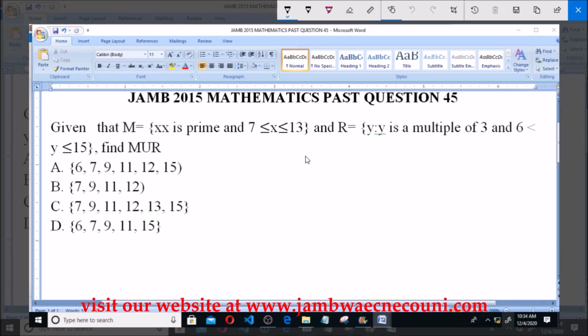M union R. Now looking at this, the first statement says M is a set. So now let's look at the constituents of M, where x is prime and 7 is less than or equal to x, which is less than or equal to 13. It simply means that M is a set containing prime numbers, that is numbers that have only two factors, numbers that are divisible by themselves and 1, and that this number is not below 7 and also is not greater than 13.